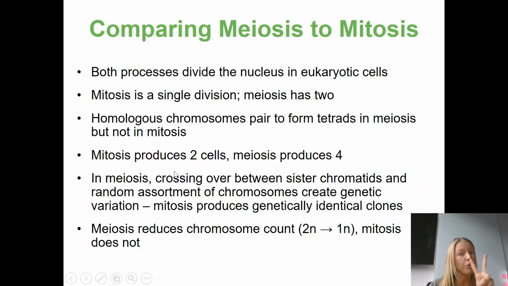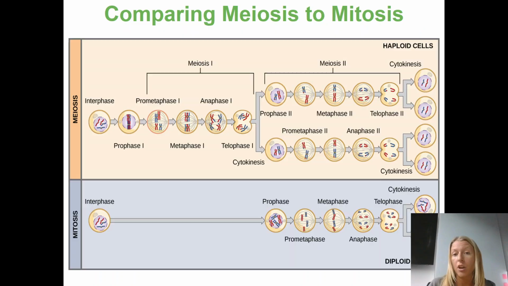Mitosis produces 2 final cells with a full complement of DNA, where meiosis produces 4 total cells with a half complement of DNA. In meiosis, we have crossing over between the sister chromatids when they touch each other and exchange genetic material, which helps us with genetic variation. And then meiosis itself reduces chromosome numbers from 2N to 1N, and mitosis does not.